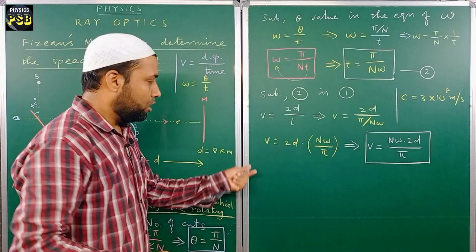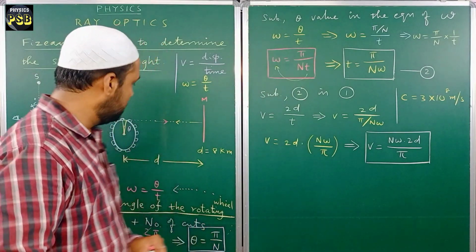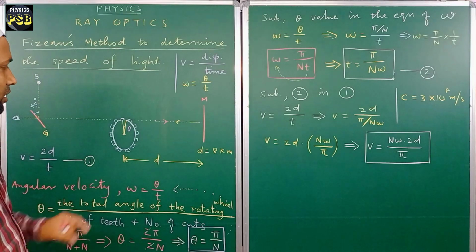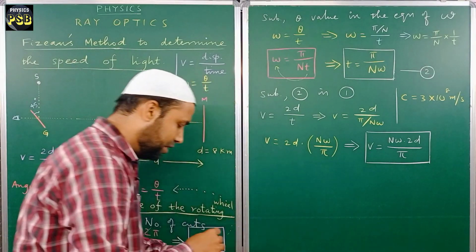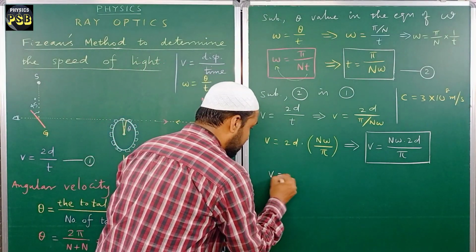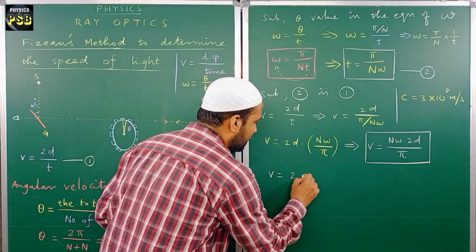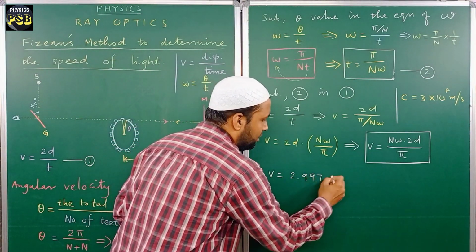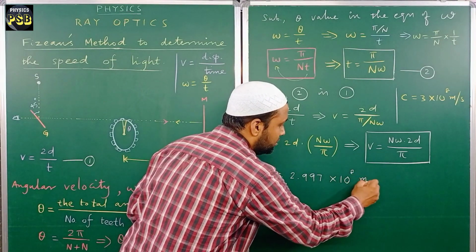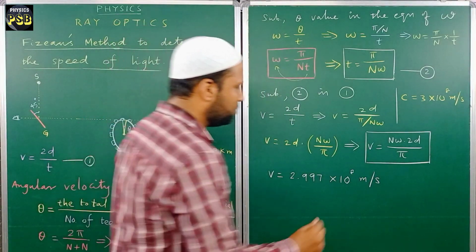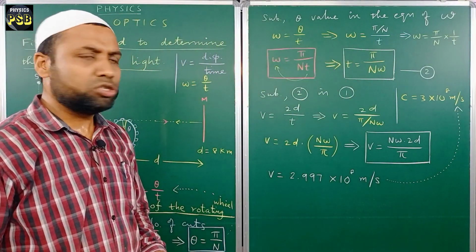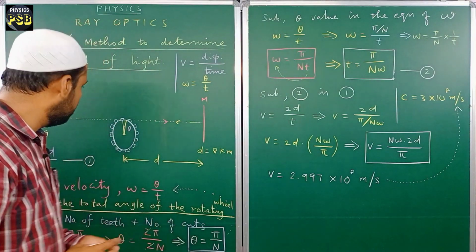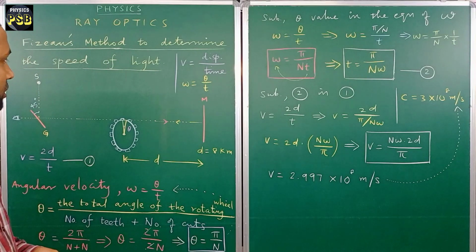After some time, with the help of a sophisticated arrangement, the same experiment was performed by other people, and they found that the velocity of light obtained using this method is 2.997 into 10 power 8 meter per second. You can see this value is very close to the original value of the velocity of light. Now, this is the method followed by Fizeau to determine the velocity of light in air.